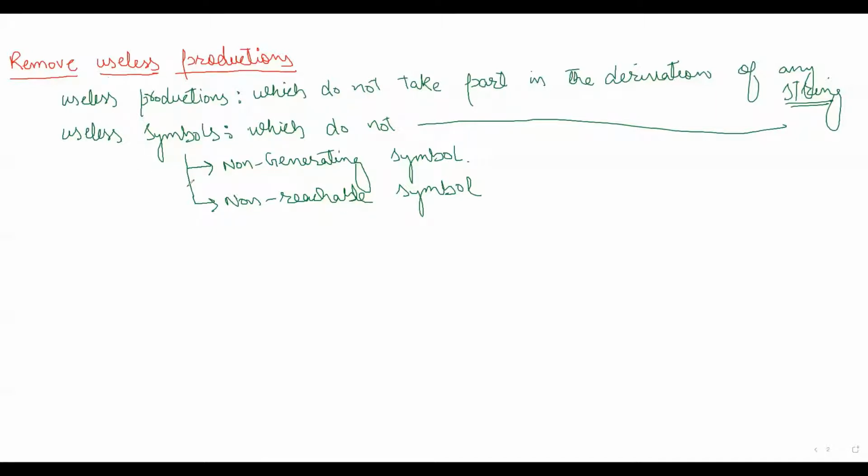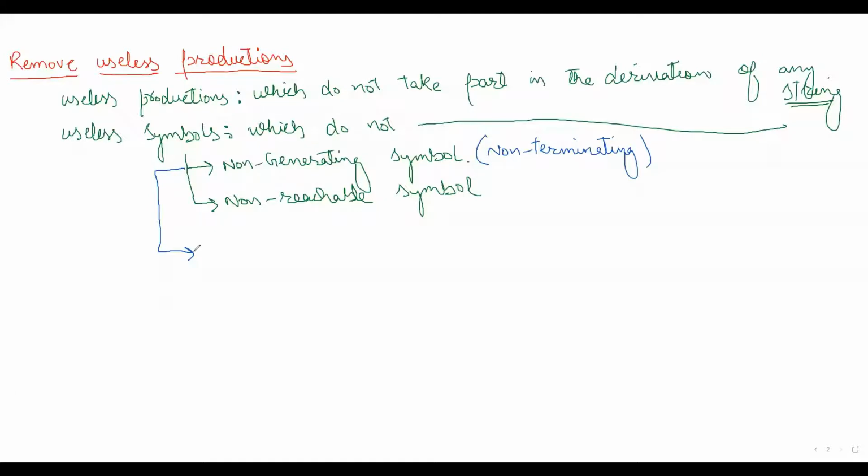So first, what is non-generating? Non-generating is also called a non-terminating symbol. A symbol is called non-terminating or non-generating if it does not generate a terminal string.